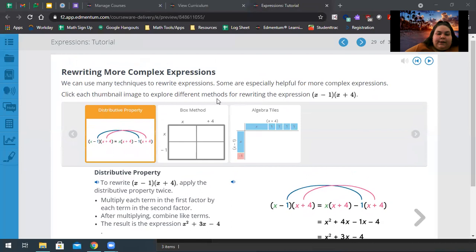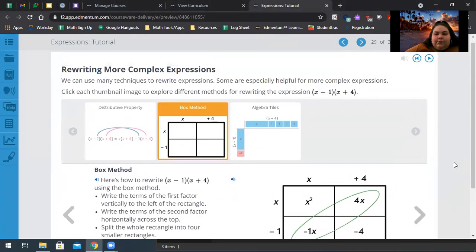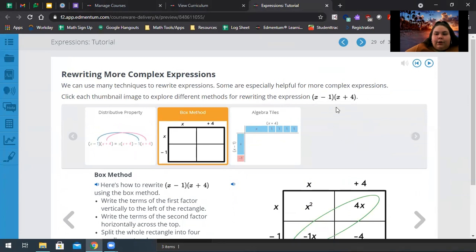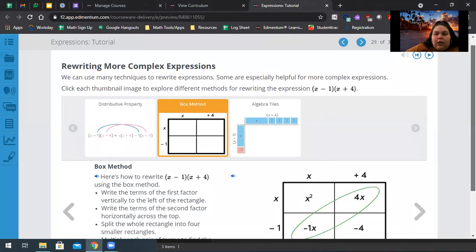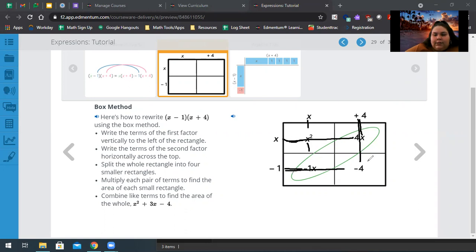There is the box method. So you would use it like a multiplication table chart and break out the parentheses. So the top of the first set of parentheses is x minus 1. You're going to bring your x, your -1, and then your x and 4. And pretty much what we do is x times x is x squared. x times -1 is -1x. 4 times x is 4x. 4 times -1 is -4. So as a multiplication chart.